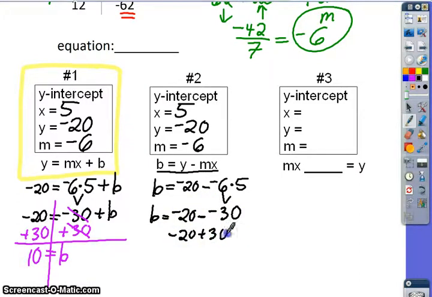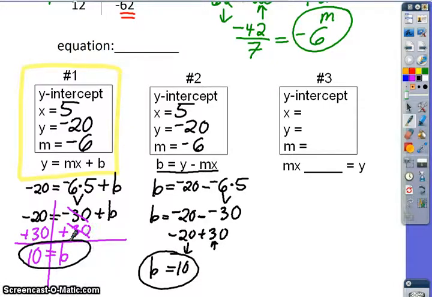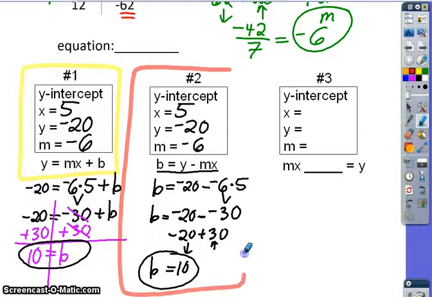So that becomes this. That's down. That's up. I've got to find the difference, which is 10. Bigger number is positive. So b is still 10. So I got the same answer, different method. Take a minute and copy all of this down for method 2.